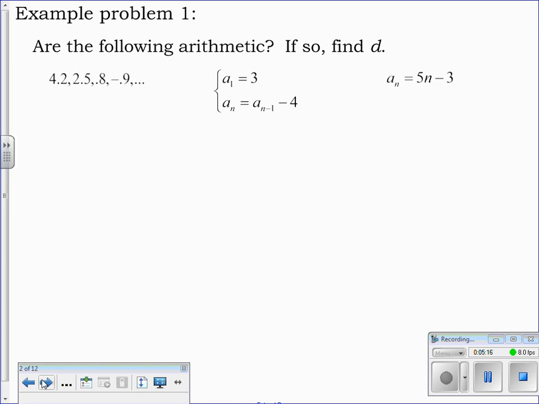One way I can do it, remember we talked about this, subtract the previous one: 2.5 minus 4.2. And calculators will be extremely handy on these. I cannot tell you how handy they will be. 2.5 minus 4.2, I get negative 1.7.